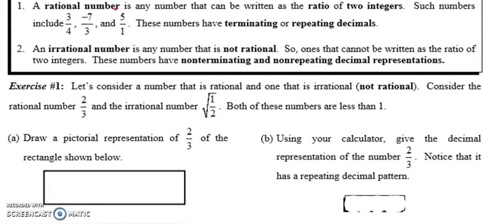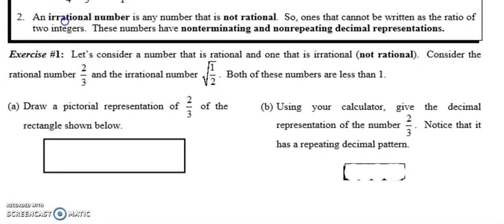Hopefully by the end of this lesson, you'll understand really what irrational numbers are, so we'll go through some exercises to help you understand that. Let's consider a rational number and an irrational number. We have 2/3, written as a fraction, and we have the square root of 1/2, which is an irrational number, as we'll show you. Both of these are less than 1.